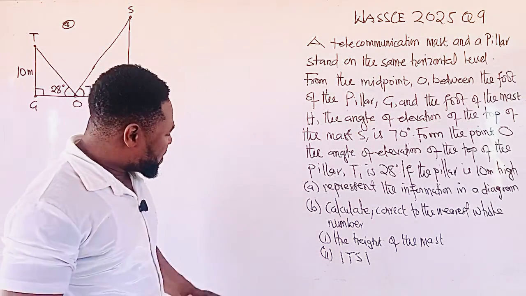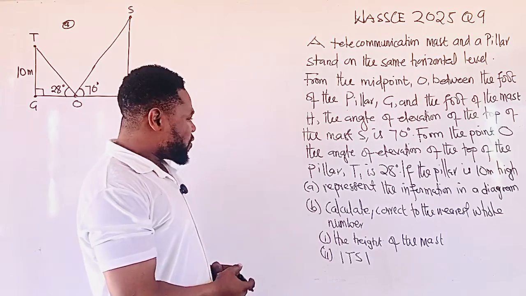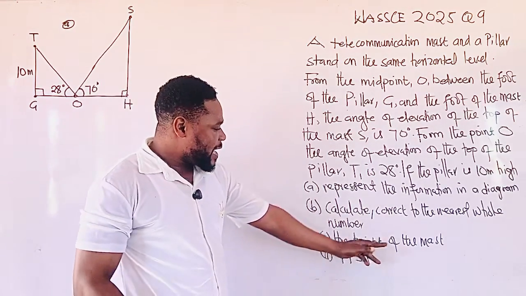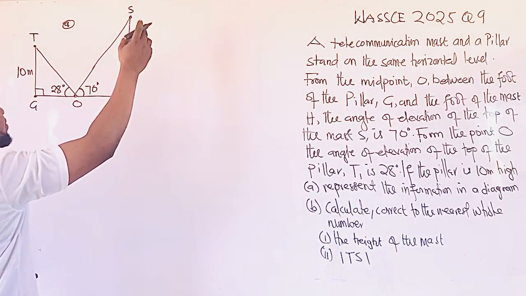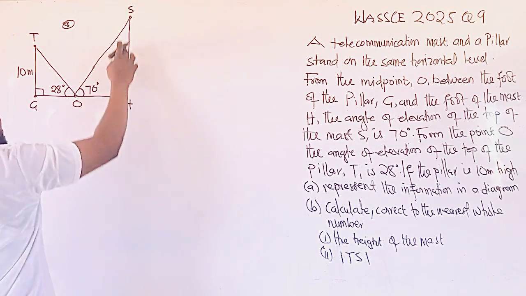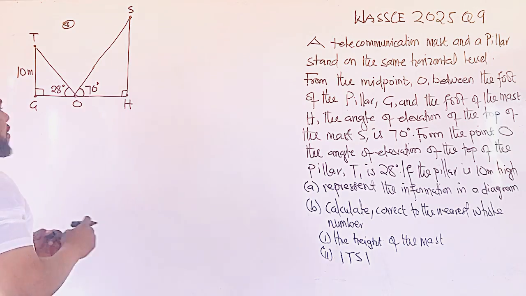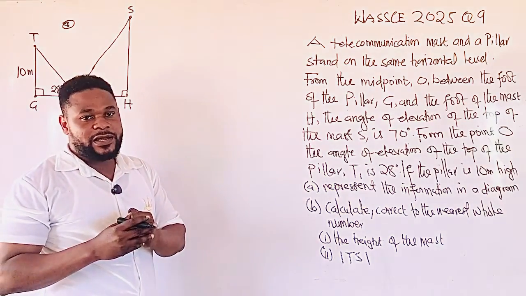All right, let us look at the B part. Calculate, correct to the nearest whole number, the height of the mast. Now, how can we get the height of the mast? That is S to H. Now, let us deduce some things from the diagram.